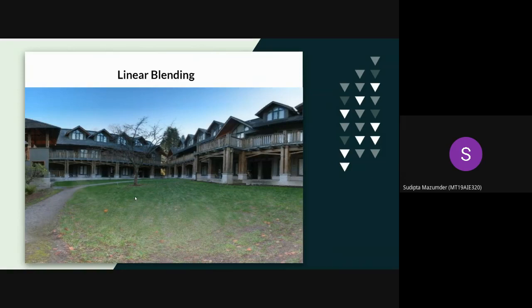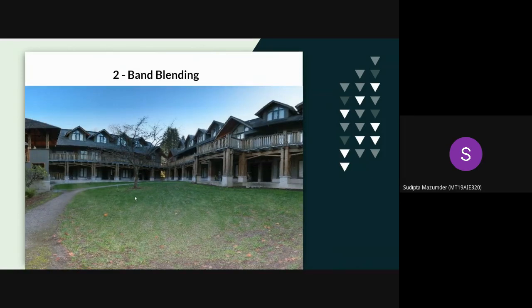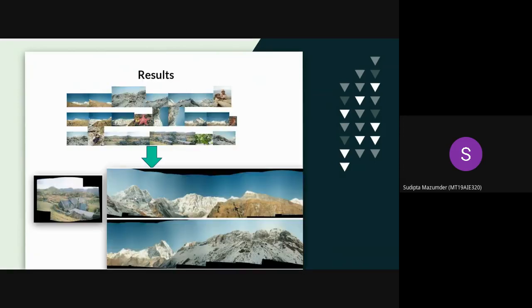If we go on to the next slide, we can see here two-band blending. There is literally no difference, and there is no way we can make out any sort of transitions that have happened between the multiple images that were put together to form this final image. Moving on to the next slide, we can see a couple of results that the authors have shown where they have stitched multiple images together to form a single image. And again, we can see here there is no noise, there is no way we can tell that the images have been stitched together, and everything is very smooth.